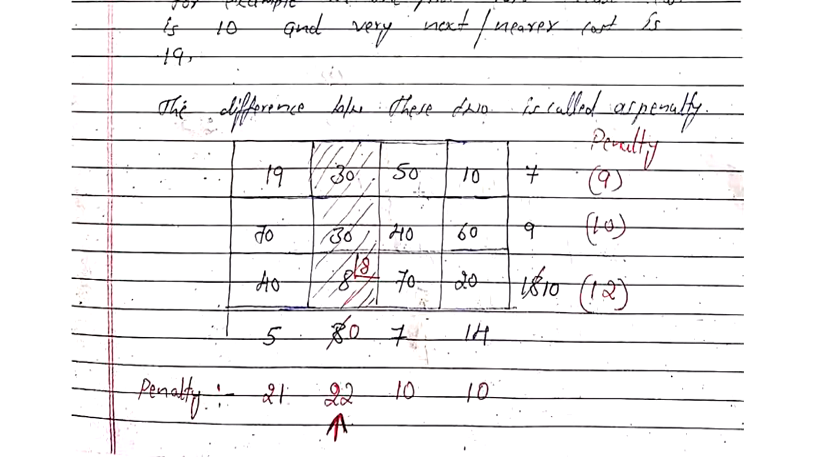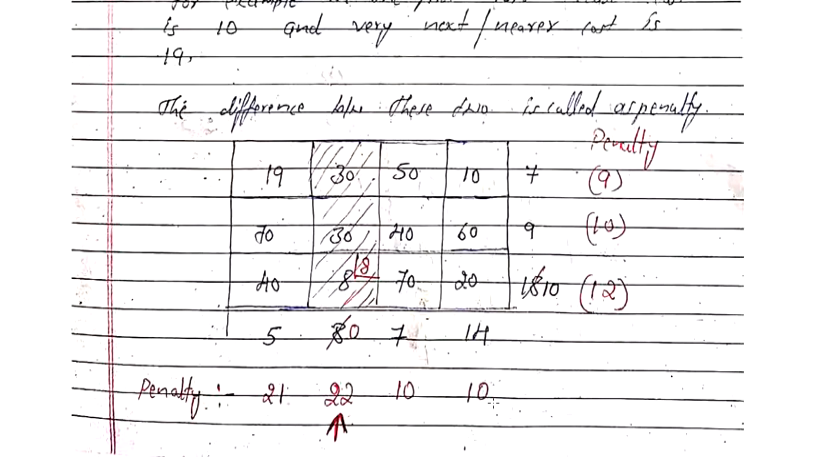Coming to the next column, here we have 50, 40 and 70. Out of that, 40 is the minimum cost and the very next cost is 50. So 50 minus 40 equals 10. That is the penalty. Similarly here, the least cost is 10 and the very next cost is 20, so 20 minus 10 gives me 10. So these are the penalties. Now we have found the penalties of all the rows, 9, 10 and 12, and of all the columns, that is 21, 22, 10 and 10.